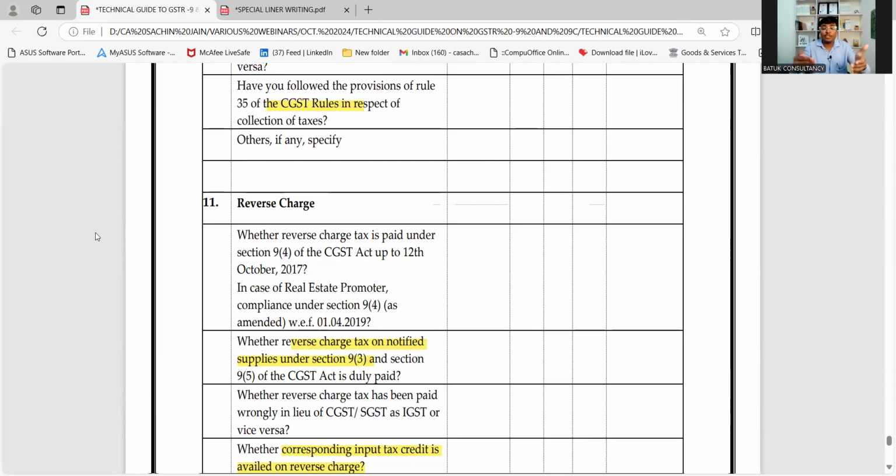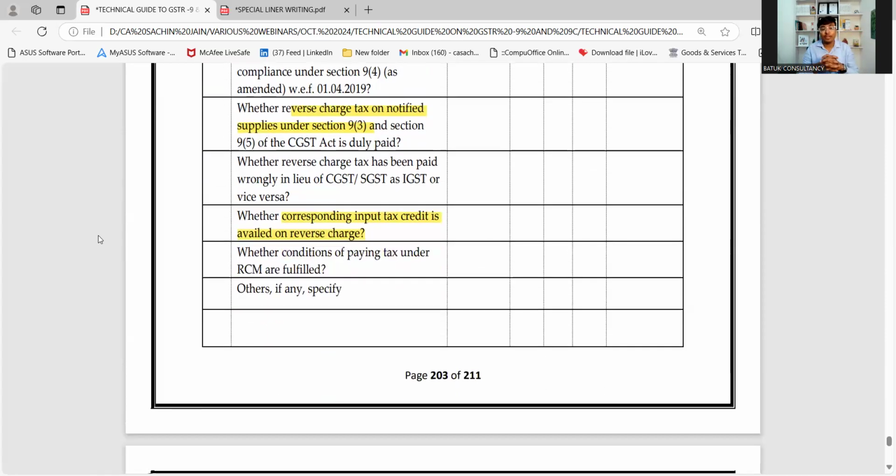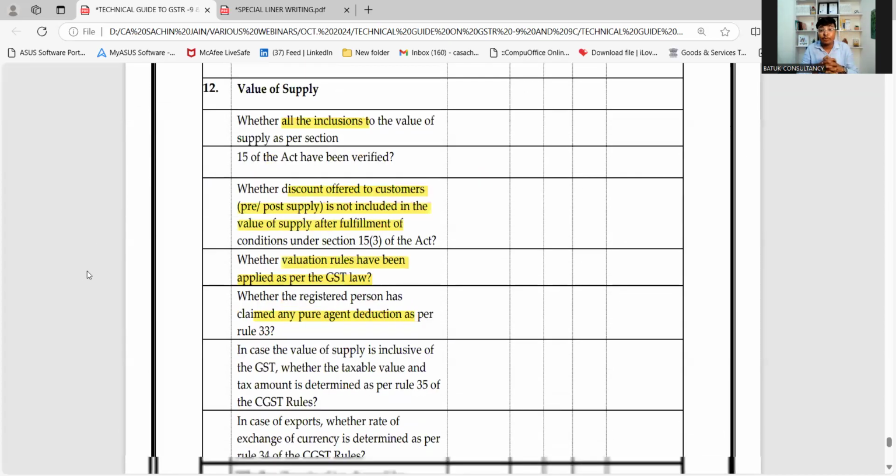So when you check the financial statement, just check if there is any purchase or any expenditure booked which is covered under section 9 subsection 3. In such a situation, whether the RCM has been paid or not, that type of thing we need to ensure. Under RCM, self invoicing has been done or not, and for the tax I have paid, whether the same input tax credit has been claimed or not.